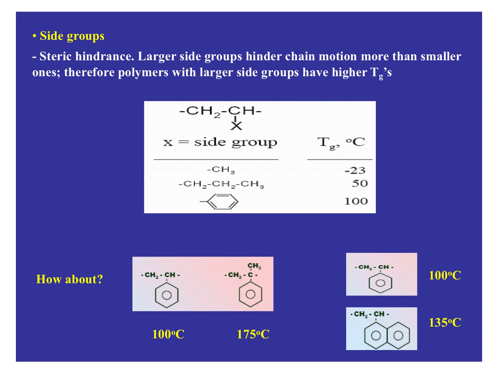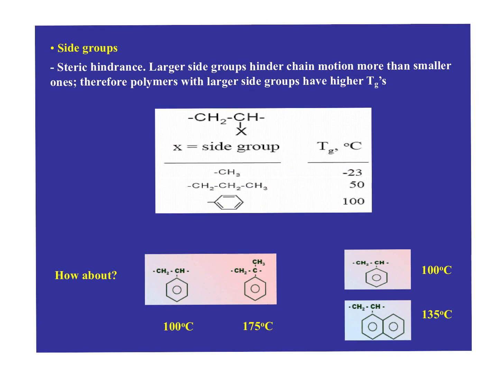All right, and so side groups are also a factor here in that they give rise to this phenomenon called steric hindrance, which you're familiar with. Larger side groups hinder chain motion more than smaller ones. Therefore, polymers with larger side groups tend to have higher glass transitions.